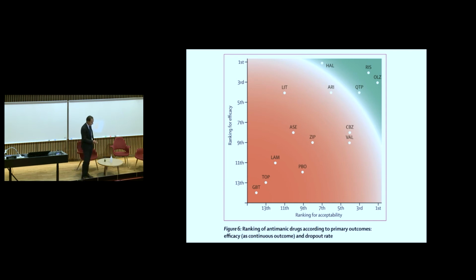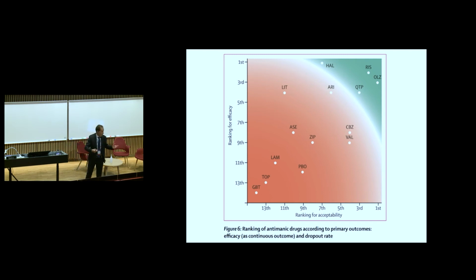In terms of acceptability, you have olanzapine first, risperidone second, quetiapine third, and so on. So haloperidol is very effective, but not very well tolerated. By contrast, olanzapine and risperidone are very good. So this is a way to simplify the results.